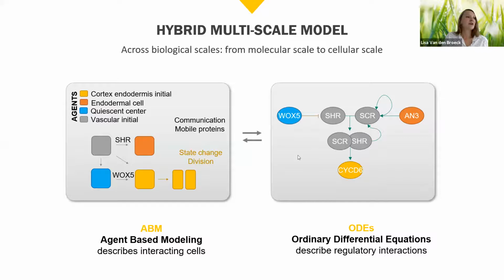So here are the listed included regulations. They are the inhibition of SHORT-ROOT by WOX5 in the vasculature, the activation of SCARECROW by the SHORT-ROOT SCARECROW complex in the endodermis, QC and CEI, the activation of SCARECROW by AN3, and also the activation of cyclin D6 by the SCARECROW and SHORT-ROOT complex in the CEI. So by combining these 2 model types, agent-based modeling and ODEs, we could exchange information from a molecular scale, so these regulatory interactions, and a cellular scale, which are the cell divisions, so the change of state.